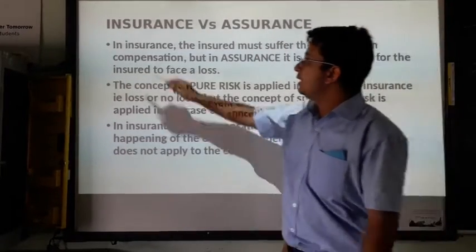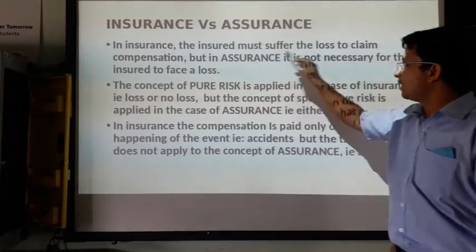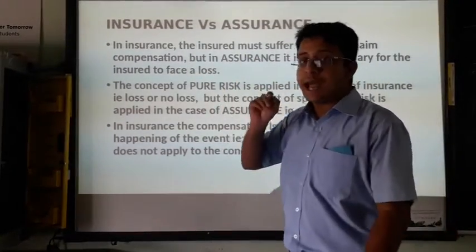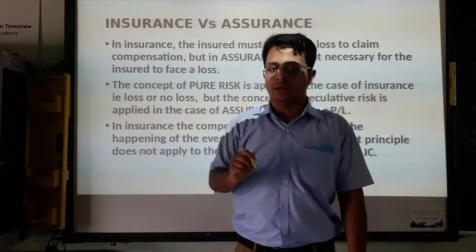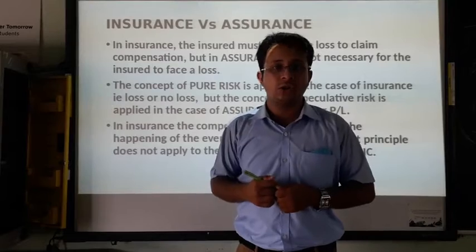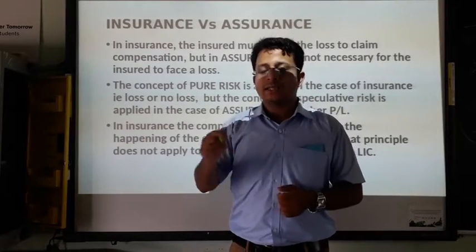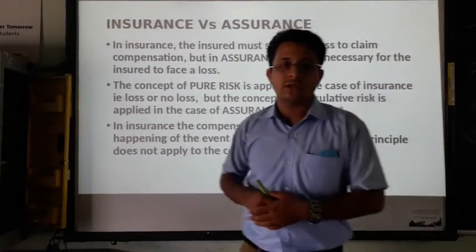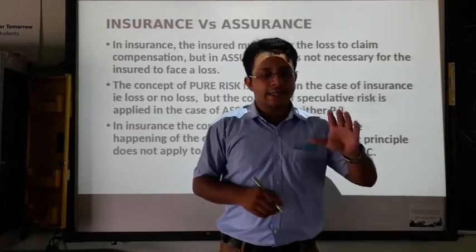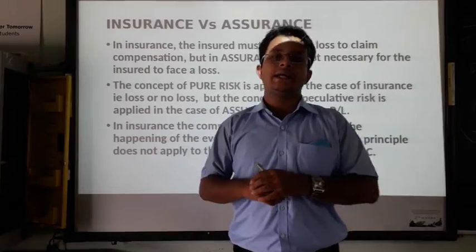In insurance, the insured must suffer a loss to claim compensation. That means in insurance the happening of the event must occur. If the event does not occur, then the insured will not get any compensation. For example, in your car insurance or fire insurance, the accident must occur, and only then will you get compensation.